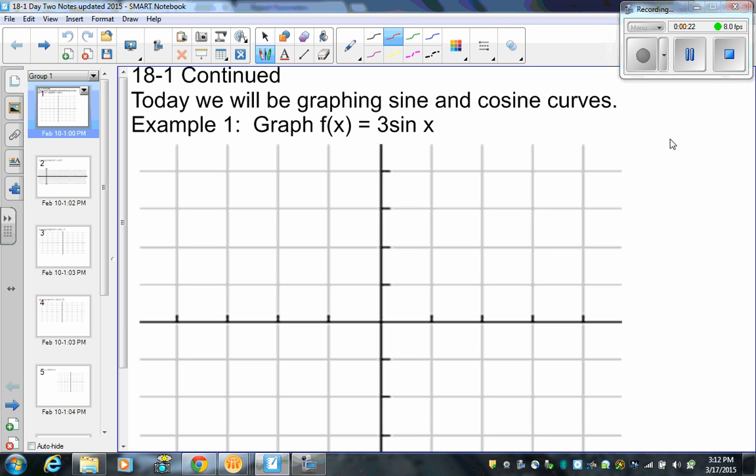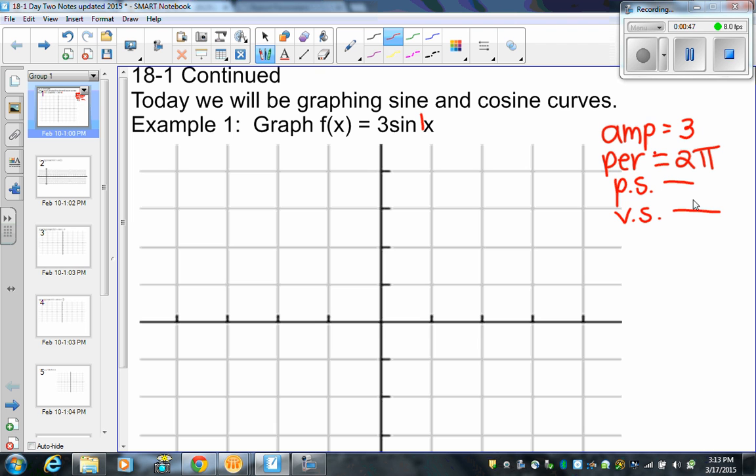finding all four attributes of this graph. So we should know that the amplitude is going to be 3. The period is going to be 2 pi divided by b. b in this case is 1. So 2 pi divided by 1 would give us a period of 2 pi. There's no phase shift, and there's no vertical shift.